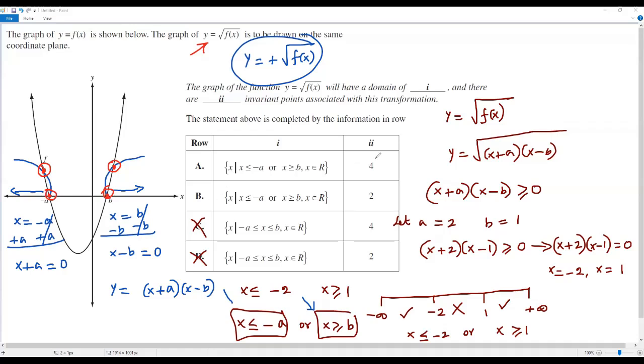So in option A, we have 4. So this represents the number of invariant points associated with this transformation. So already we got this one as the domain. So the correct answer choice for this question is option A.